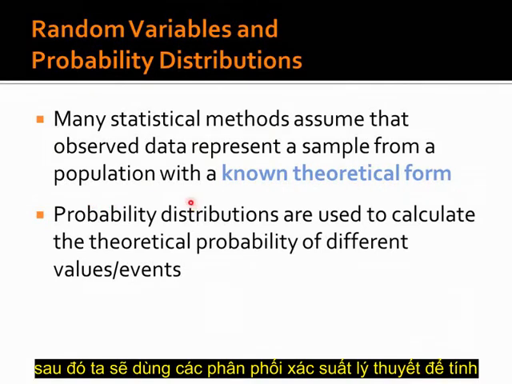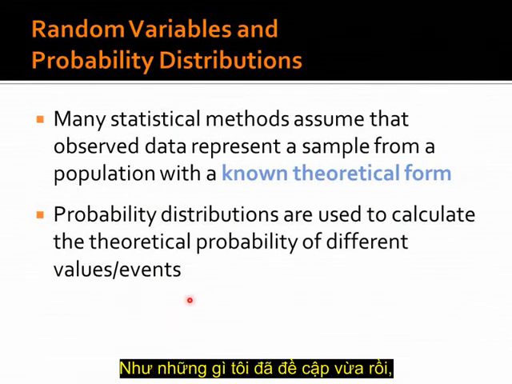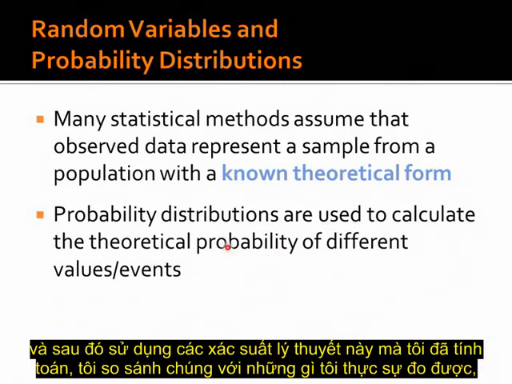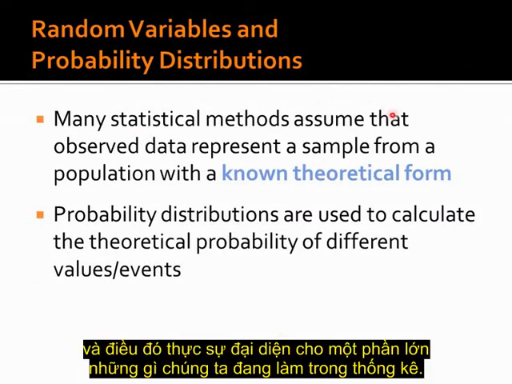Probability distributions then. Our theoretical probability distributions, what do we use them for? They are used to calculate the theoretical probability of different values and events, just like what I mentioned just now. If I have the theoretical form, I can use that theoretical form to calculate certain theoretical probabilities. And then using these theoretical probabilities which I calculated, I compare them to what I actually measured, or I see whether these predictions, estimates or assumptions are actually true. And that actually represents one big chunk of what we are doing in statistics.